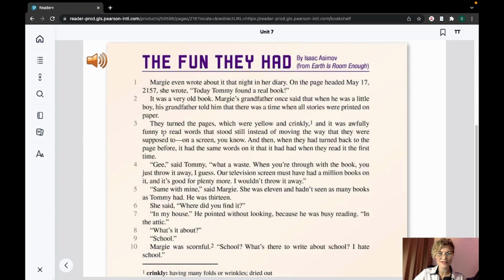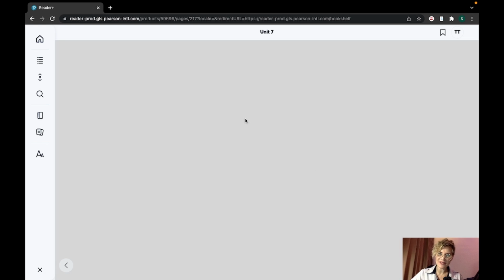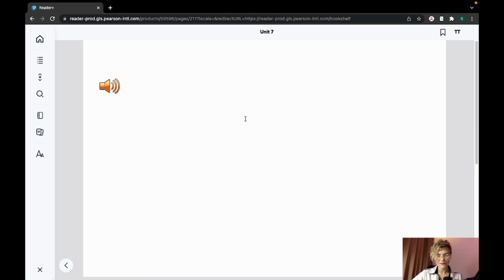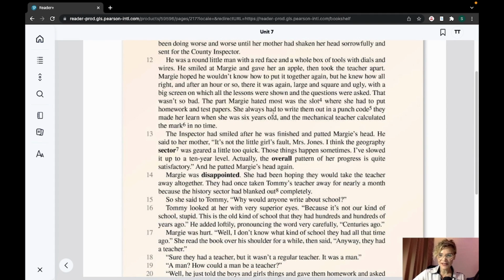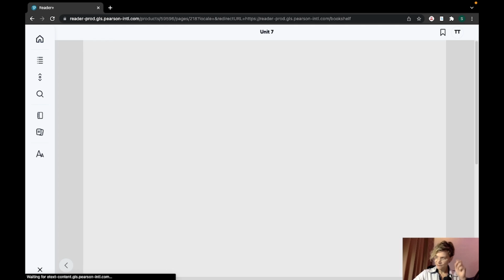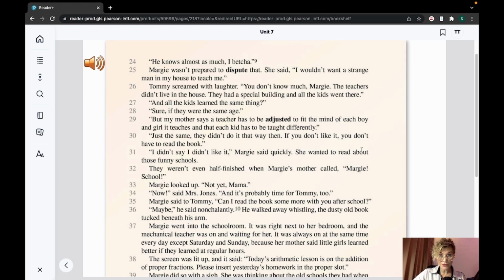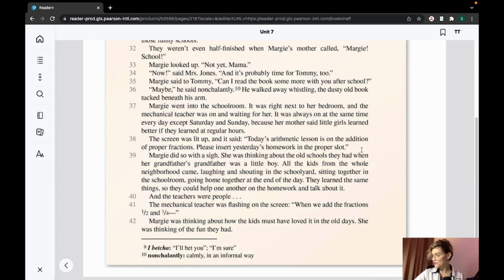Okay, let's look at the words. So we've got here scanning through. What words can we come up with? First page, we don't really have any. Go to the second page. This is quite a long text, yeah? Sector, overall, disappointed. One more page. Dispute, adjusted. Yeah, those are the words that we're looking at.